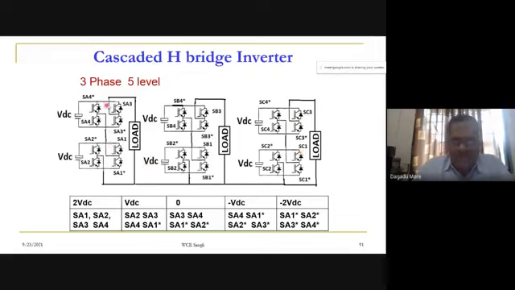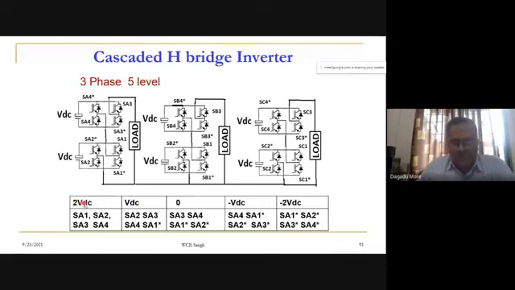We have shown the circuit particularly for a 5 level, 3 phase cascaded H bridge multi-level inverter. In that case, each phase requires two H bridges to be connected in series. This is the case for phase A, this is for phase B, and this is for phase C. Now here we are getting the levels. Number of levels are 5. This is the phase voltage levels, not the line voltage.